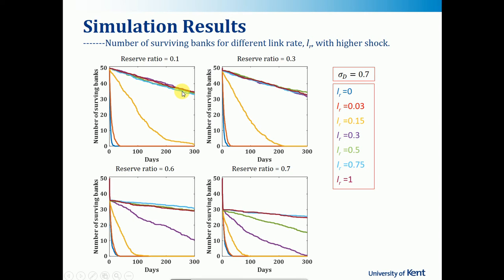In the third figure, when r equals 0.6, lines start to cluster when the link rate is equal to or bigger than 0.5, while in the last figure, this happens when the link rate is equal to or bigger than 0.75. This indicates that high reserve ratios limit banks from lending. It is harder for banks to find available cash to borrow as reserve ratio increases. Therefore, banks need to be more connected to have more chances to borrow and survive.